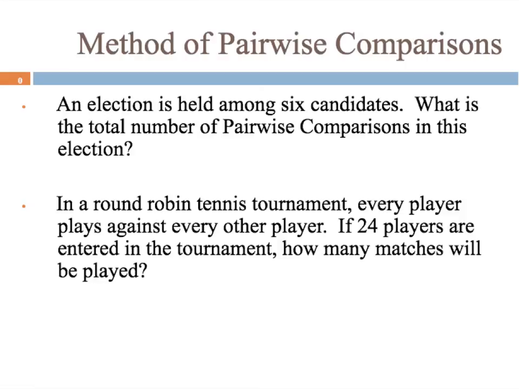All right, just a few more examples to finish up this section. An election is held among 6 candidates. What is the total number of pairwise comparisons in this election? And I think we've already done this. So this is just 6 times 6 minus 1 all over 2. So that's going to be 6 times 5 is 30 over 2. Gets you 15, so 15 pairings.